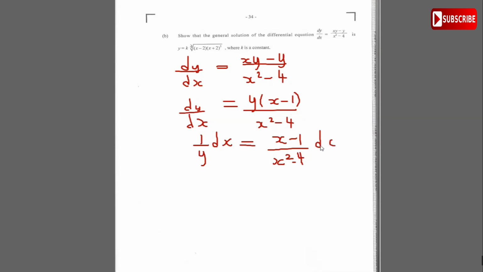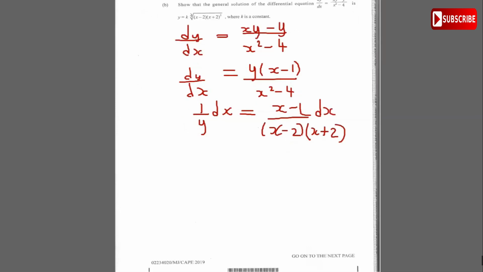But before we can integrate both sides, I can't integrate this like that. I need to rewrite this now. Instead of x squared minus 4, I'm going to write it as x minus 2 times x plus 2. But wait, I noticed that with x minus 2 times x plus 2 and an x minus 1 in the numerator, I can separate this using partial fractions.